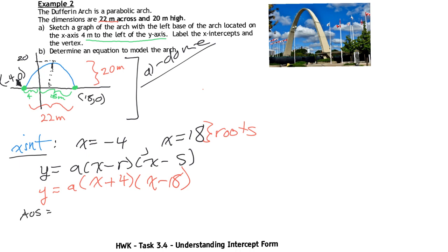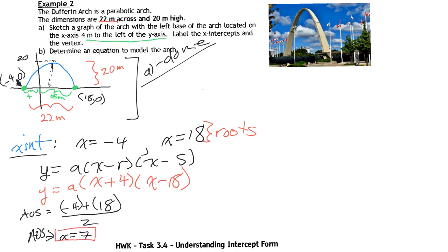The axis of symmetry uses negative 4 and positive 18. We're going to add them together: negative 4, in brackets, plus 18. Hit enter on your calculator, get an answer, then divide it by 2. And you get an axis of symmetry of x is equal to 7.